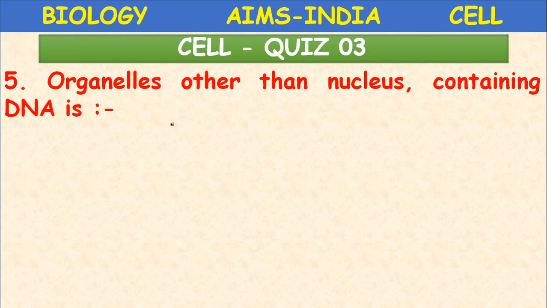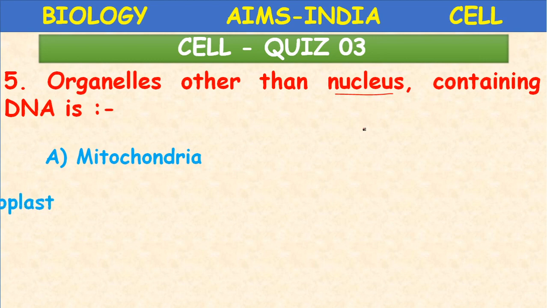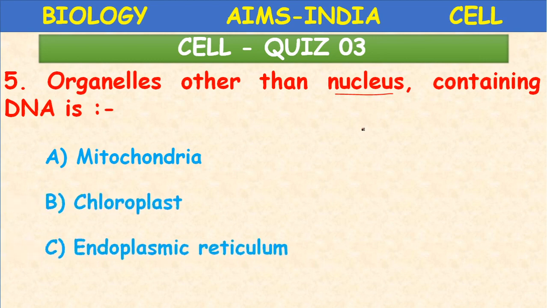The organelles other than nucleus containing DNA is... We know that nucleus contains chromatin material, that chromatin material consists of chromosomes, chromosomes consist of genes, genes are made up of DNA. Other than nucleus, which organelles in the cell contain DNA? Today we have studied. Recall your knowledge, children.